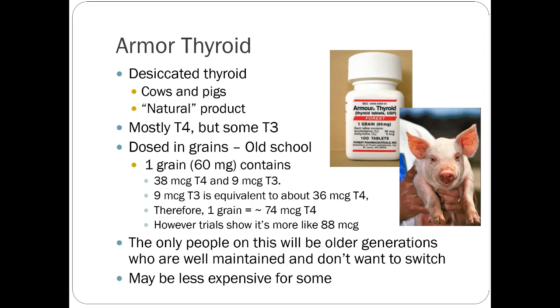And what this is, it's desiccated thyroid. So literally it's from thyroids of cows and pigs that they've dried up and processed, and it's mostly going to be T4. Here's the ratio here. So I've got the ratios of T4 to T3 there, but mostly T4 with some T3. It's dosed in terms of grains, which again is a really old school way of dosing things. And at the end of the day, it's not really important you know this, but just in case you're curious.